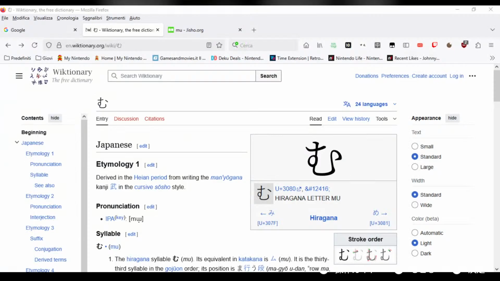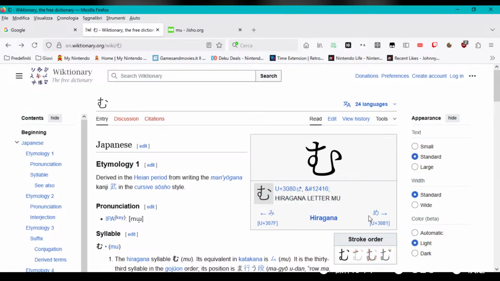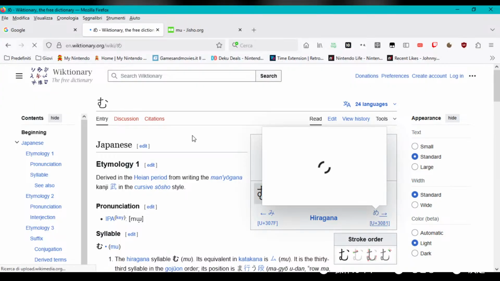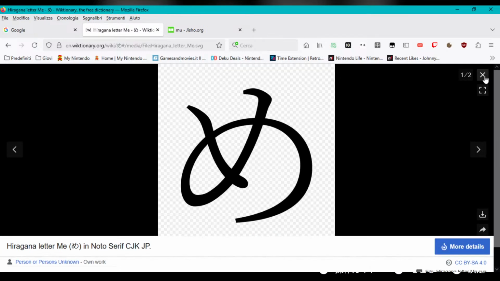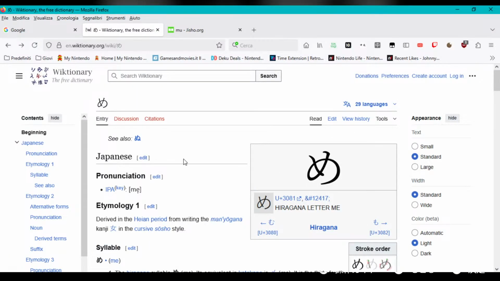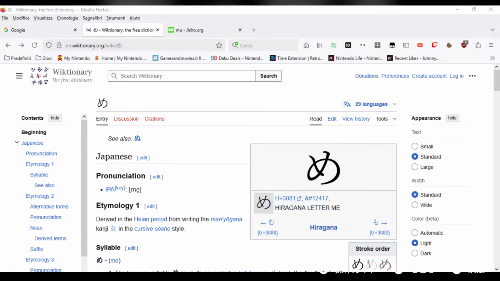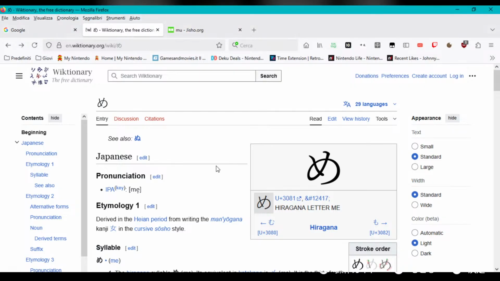Okay, let's go back to hiragana and C2, since we finished the word, starting with me. Yes, you might have noticed, and also is referenced here. Let's see. Okay, it's working seemingly. So yes, as I was saying, as you might have noticed, it's similar. It's almost identical to nu, except for the circle at the bottom.